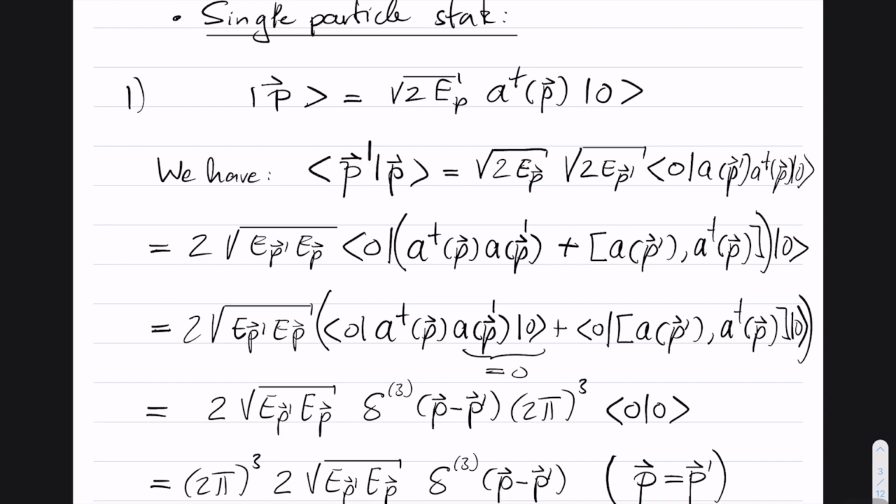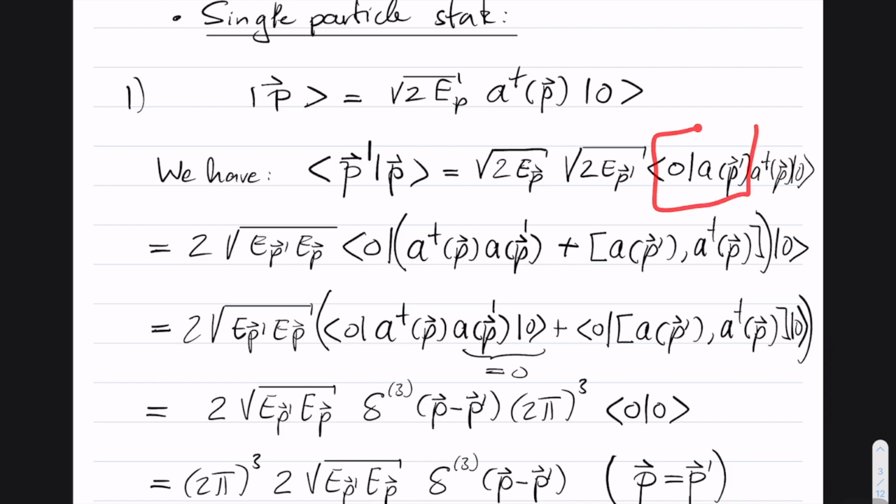Now, the single particle state is very similar to the harmonic oscillator that we saw. It is the application of the creation operator to the vacuum with a certain prefactor. This is the only difference. The existence of this prefactor, we will show why it is necessary in a relativistic theory. We can figure out the normalization of this state by multiplying p and another state p prime.